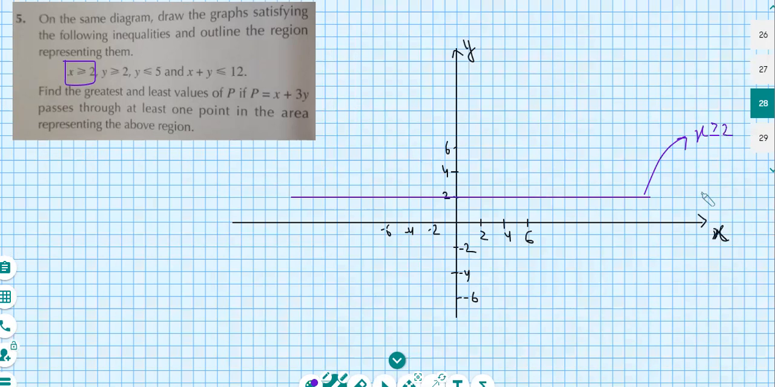Second one is y is greater than or equal to 2. Y is equal to 2 is a line that is parallel to the y-axis and it passes through 2 on the x-axis. So it will be this. Okay, so this is y is greater than or equal to 2. Next one is y is less than or equal to 5. So again, it is a line that is parallel to the x-axis and passes through 5 on the y-axis.